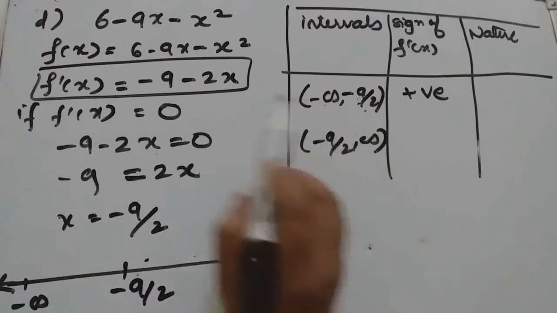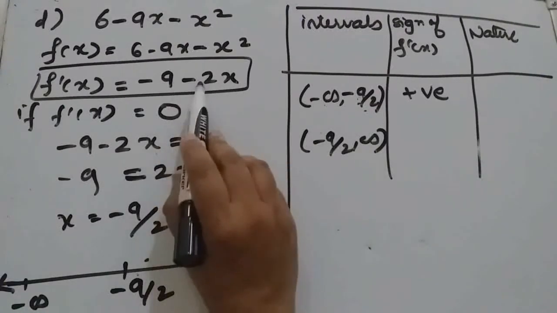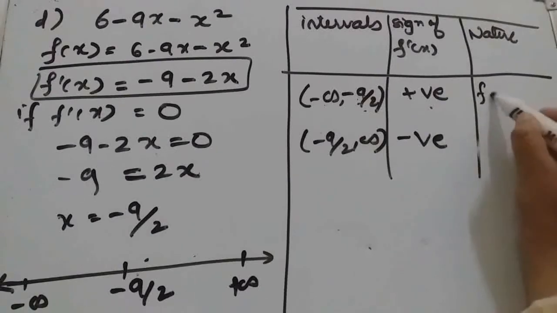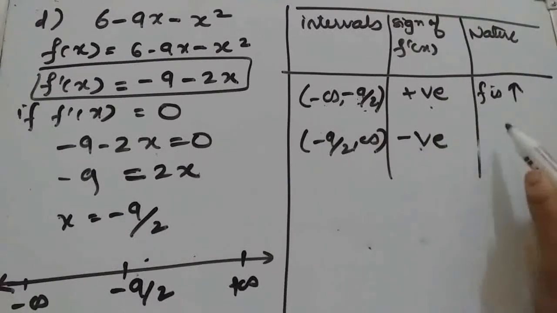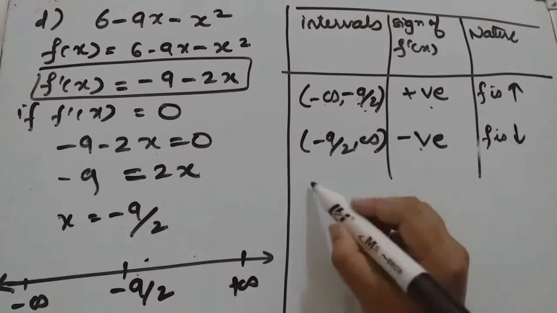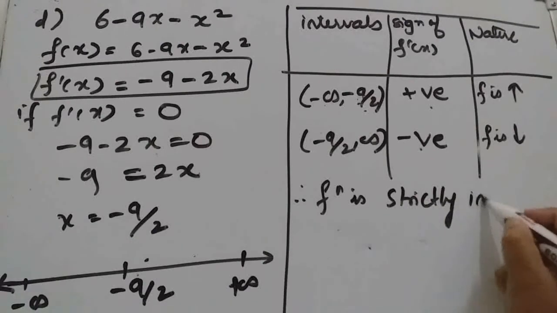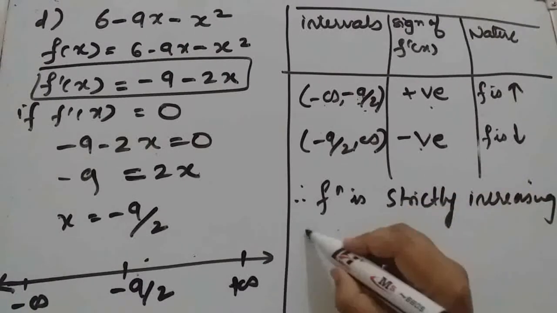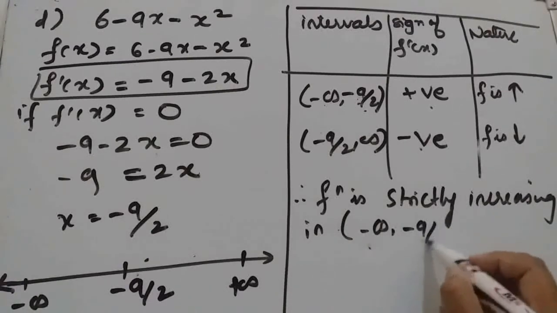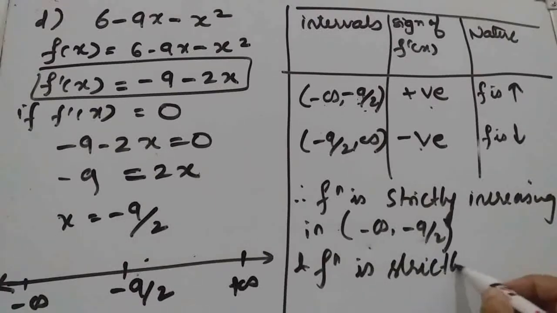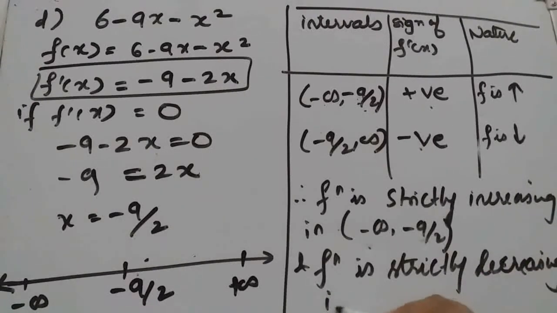So suppose 1, if we substitute 1 here, minus 9 minus 2 is minus 11, that is negative. So for derivative positive means function is increasing, and derivative negative means function is decreasing. So we can write, therefore function is strictly increasing in which interval? Minus infinity to minus 9/2, and function is strictly decreasing in minus 9/2 to infinity.